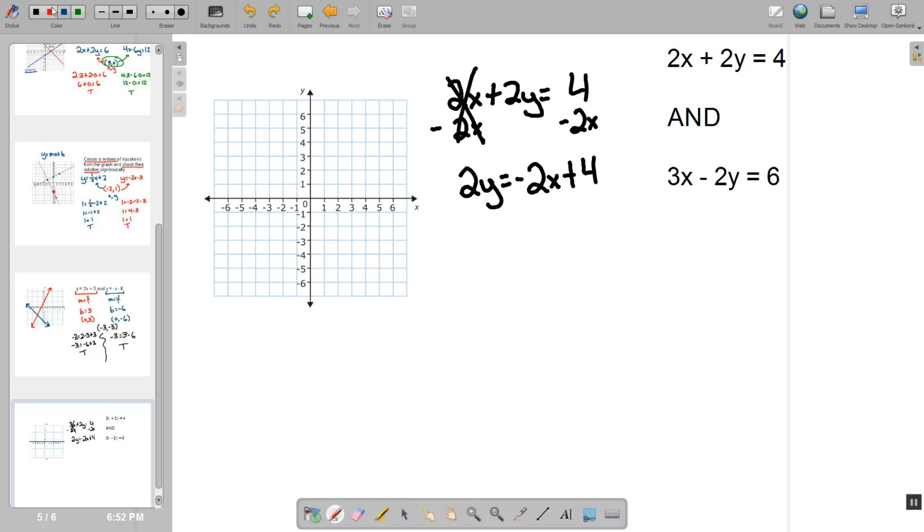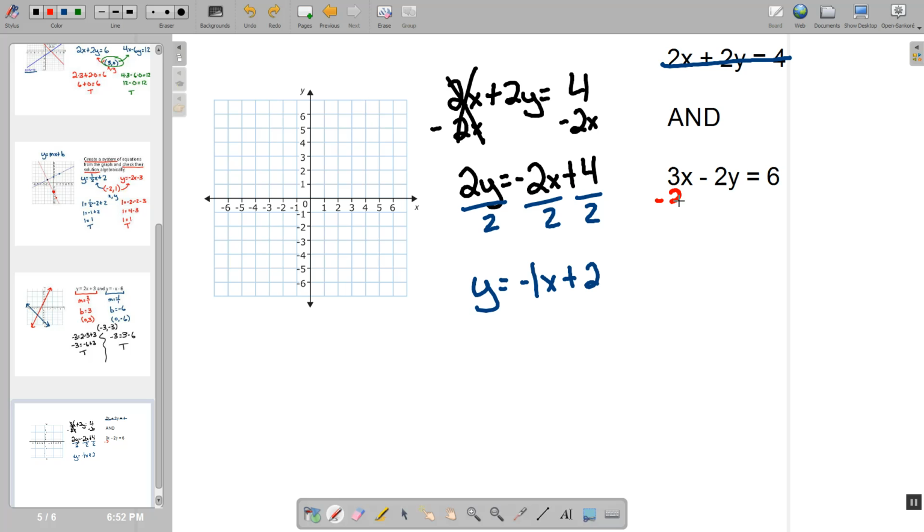Now the next step is I want to get y by itself, or 1y. So I'm going to divide every term by 2. So this becomes y equals negative 1x plus 2. Now we have one of the equations rewritten. And so now we have to rewrite the second equation into y equals form as well.